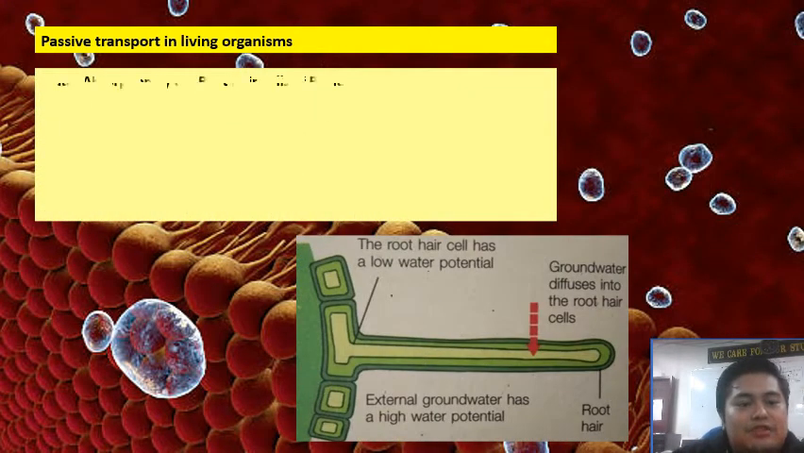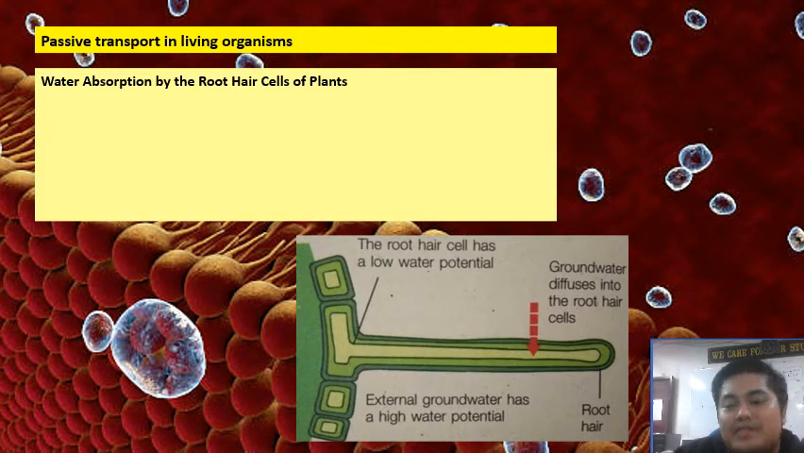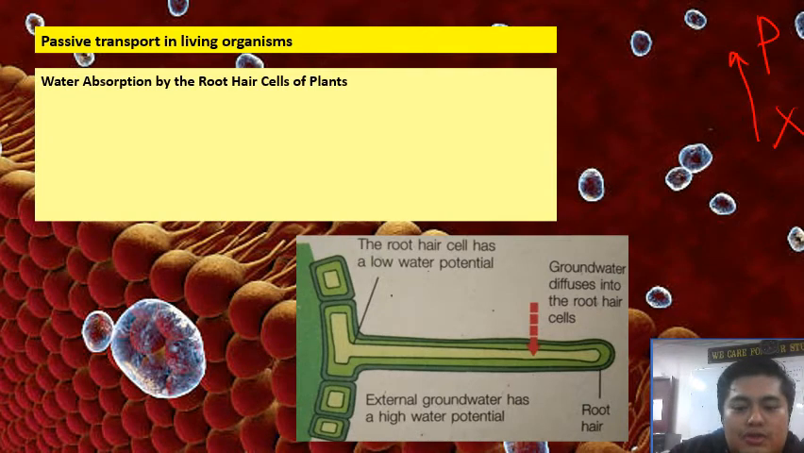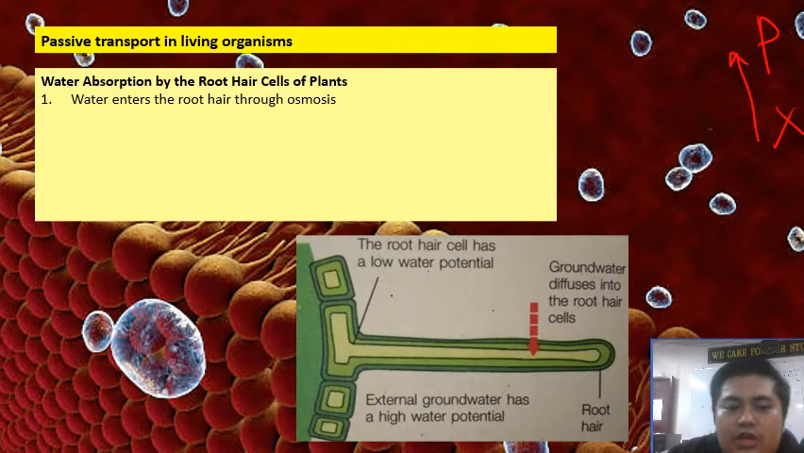So, next passive transport yang seterusnya adalah water absorption by the root hair cell of the plant. Macam saya cakap tadi, ingat bila kita nampak ada phloem, ada xylem, xylem akan angkut air. So, dia perlukan bantuan root hair cell untuk meresap masuk. So, apa yang akan berlaku? The water will enter the root hair through osmosis.